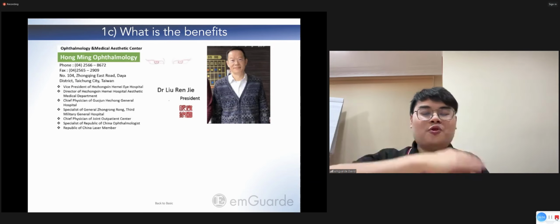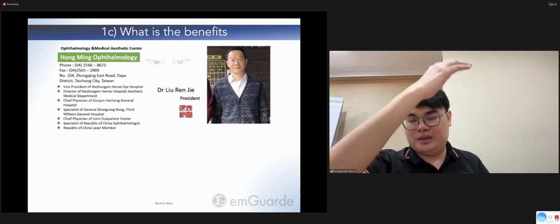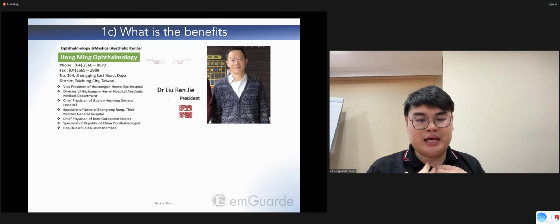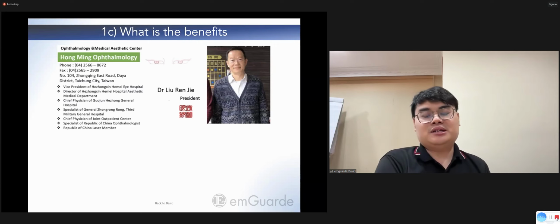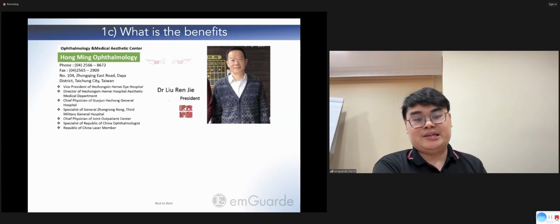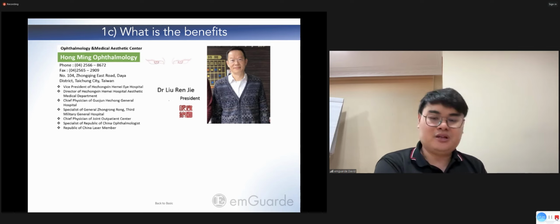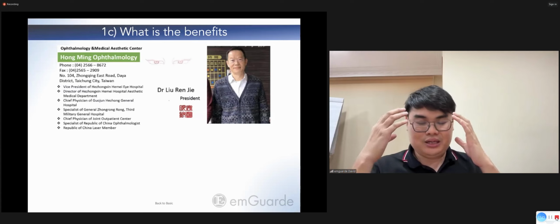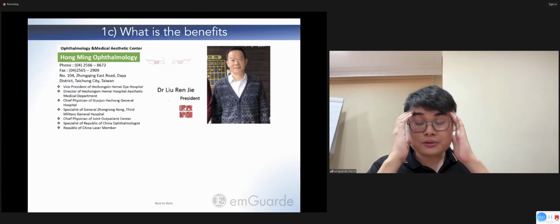So now, to fortify the benefits, besides the patent, besides my personal research on my blood, there is a medical doctor in Taiwan. His name is Dr. Liu Renjie, a professional in ophthalmology. He called out 10 of his subjects and did a clinical trial on the emGuarde technology, before and after turning it off. Basically, Dr. Liu is an eye doctor. He treats people's eyes.